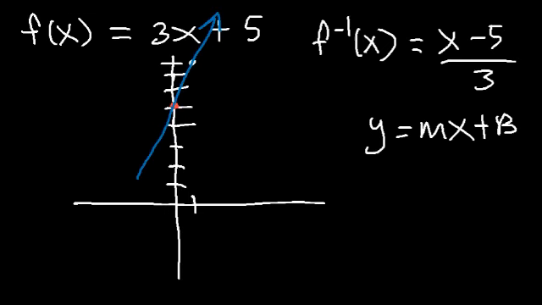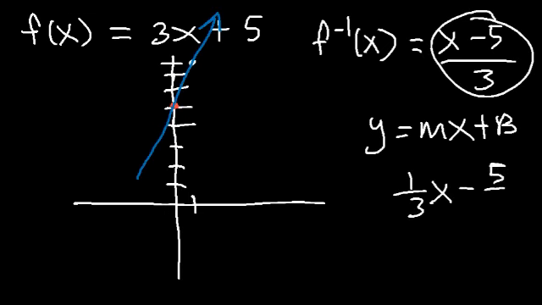Now for the inverse function, this is the same as 1/3 x minus 5 over 3, if you divide x and -5 by 3 separately. So the slope is 1/3, and the y-intercept is -5/3. So -5/3 is about -1.67, which is somewhere over there.